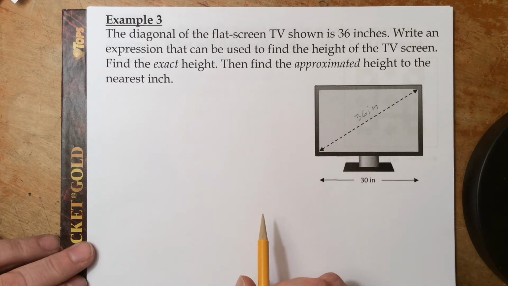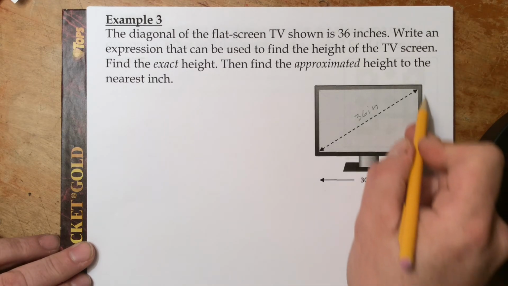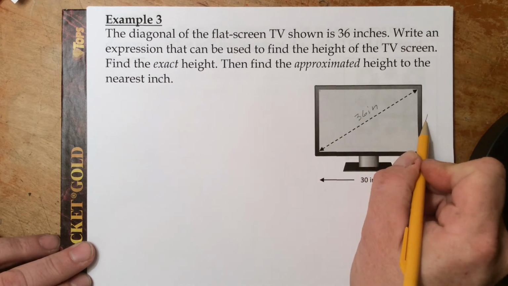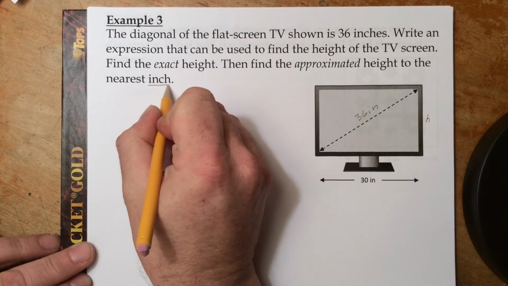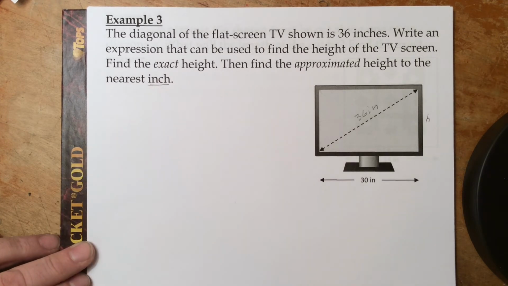Write an expression that can be used to find the height of the TV screen. The height, this way. So I'm going to let this be the height, h. And then it says find the exact height, then find the approximated height to the nearest inch. This time we're rounding to the ones place. Anytime a problem tells you to round to the nearest inch, the nearest foot, the nearest mile, the nearest square foot, the nearest whatever named unit, they're always referring to the ones place.